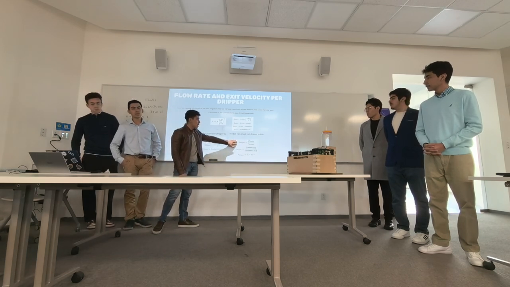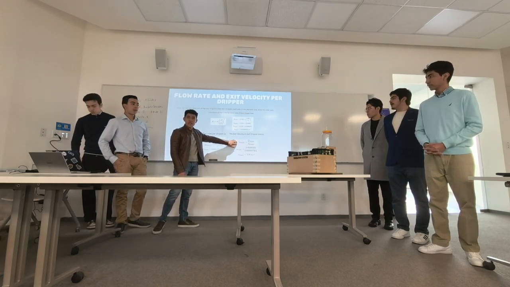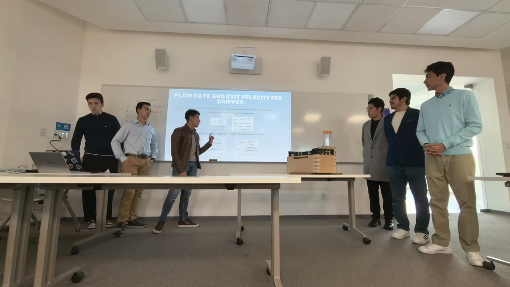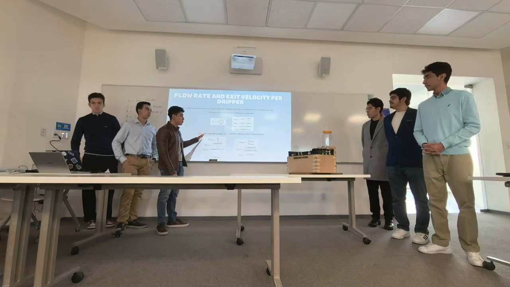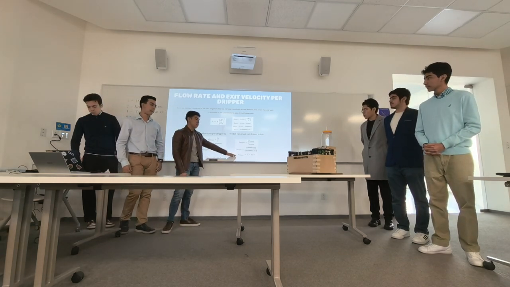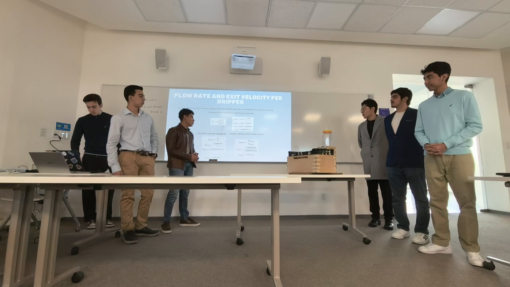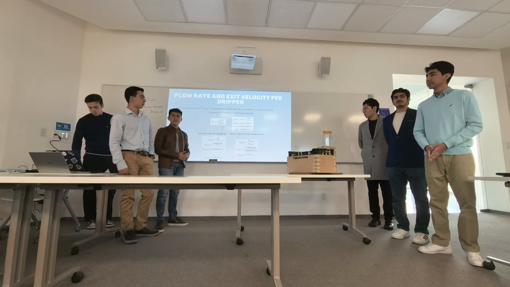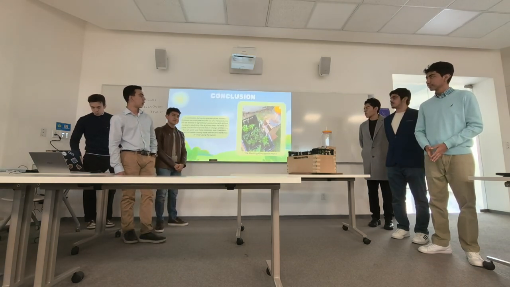And here, this formula is deduced from the continuity equation: the flow rate of the dripper divided by the cross-sectional area of the dripper gives the velocity, the exit velocity of the water. And it's going to be 3.34 meters per second. And these are the final results.